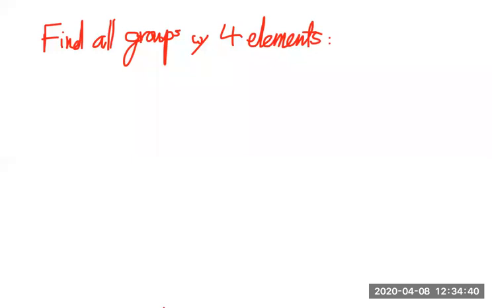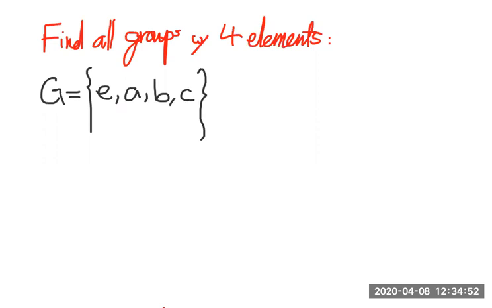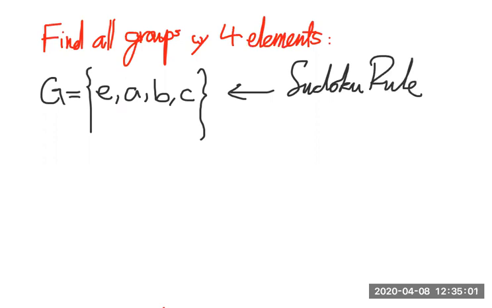Okay, so if you have a group G with 4 elements, one of them should be the identity. The other ones are A, B, and C. And we should look at this table. I think they call it the Sudoku rule. The way we're looking at this table, we're trying to have all different elements in each column and each row. So the multiplication is a star.